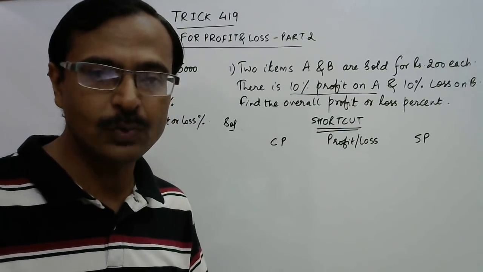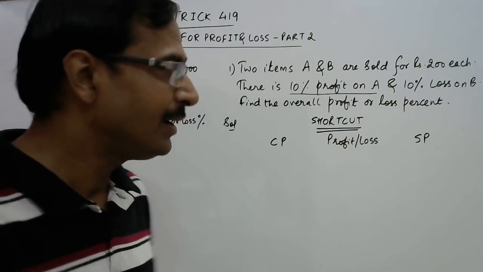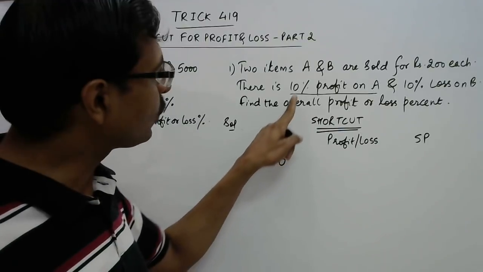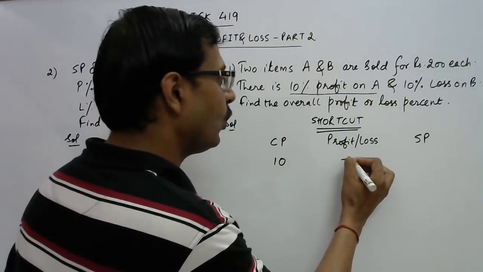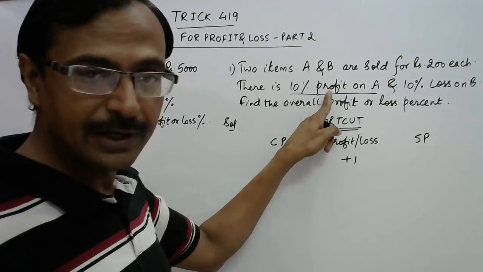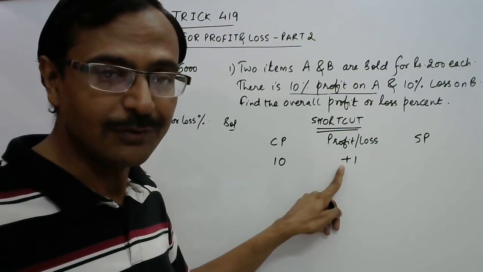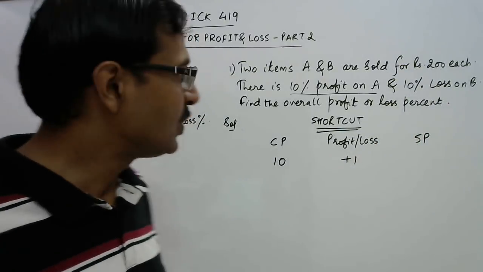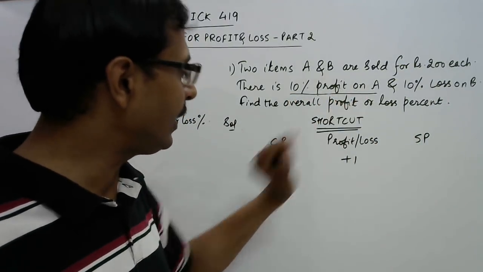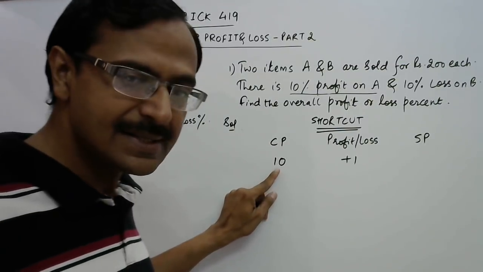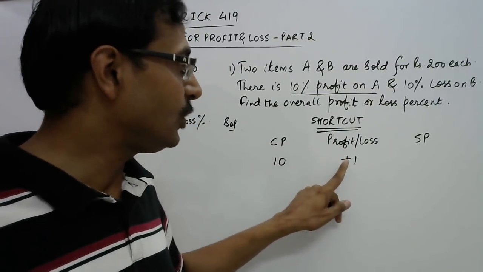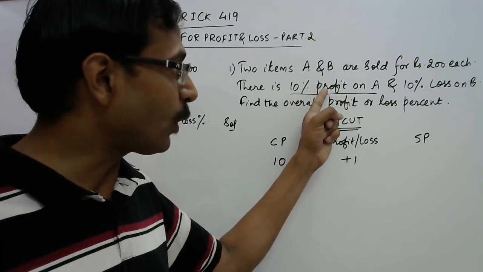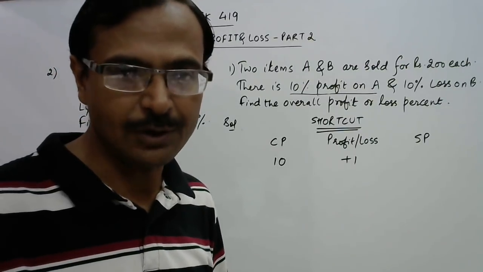So I can assume any number which is comfortable to me. So for me, 10 is a very easy number. If I have to calculate 10% of 10, then it is 1. And since this is profit, I will use a positive sign in front of this. In case of loss, I will use a negative sign. So in the first case, we have 10% profit on A. If you consider the cost price as 10, then you have to write plus 1 here because 10% of 10 is 1 and it is profit.